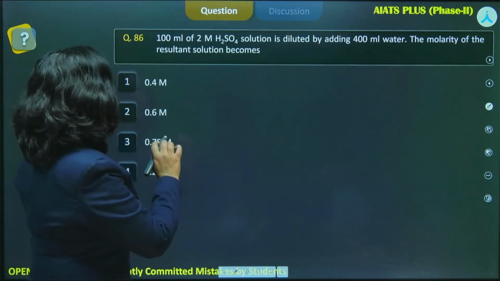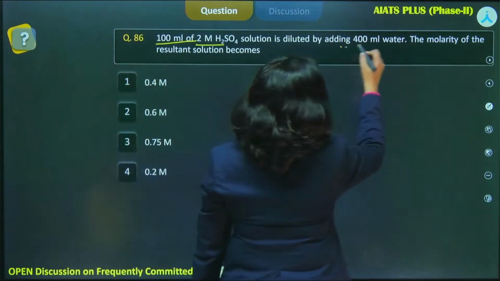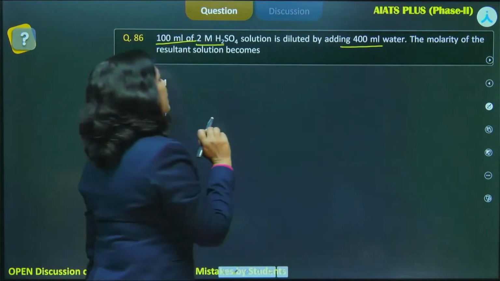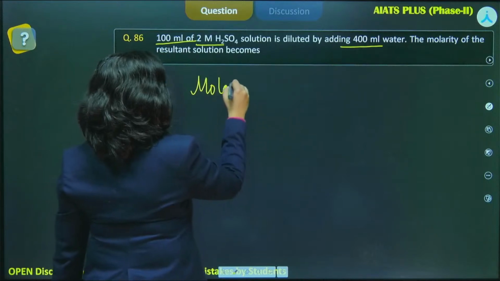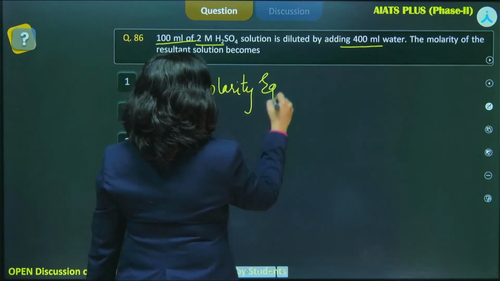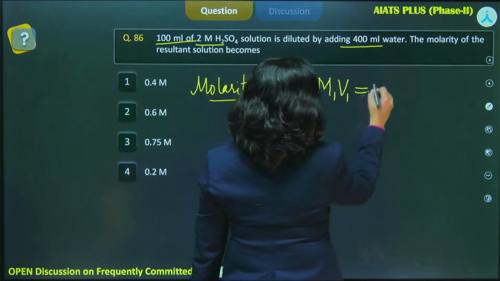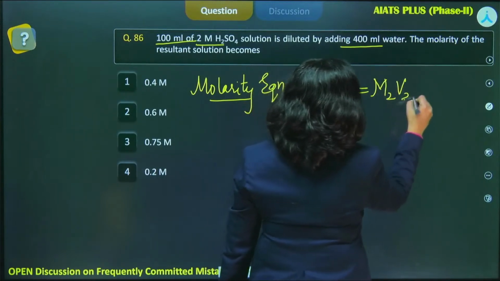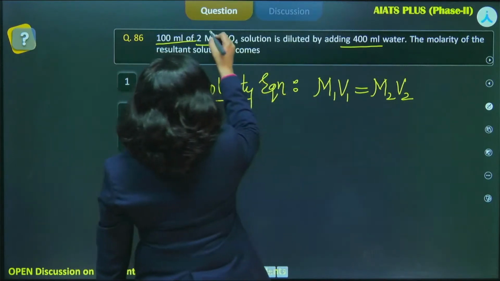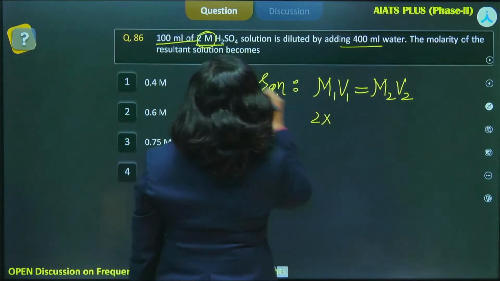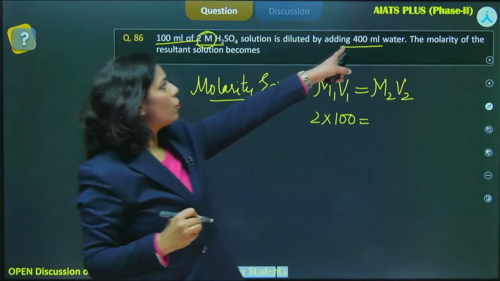That's question number 86. 100 ml of 2 molar H2SO4 solution is diluted by adding 400 ml water. The molarity of the resultant solution becomes? Very simple concept. If you know the molarity equation, what is it? Molarity equation is M1V1 equals M2V2 if you are doing dilution, okay? So now M1 is given, which is 2 molar. So I'm writing 2 here. How much volume is there? 100 ml. That's equal to M2. Just check M2, 400 ml.